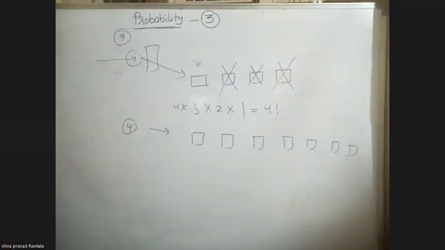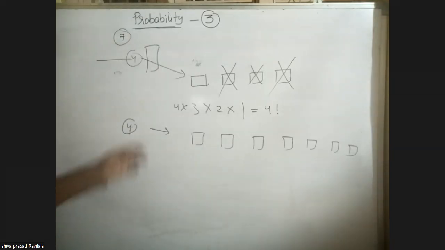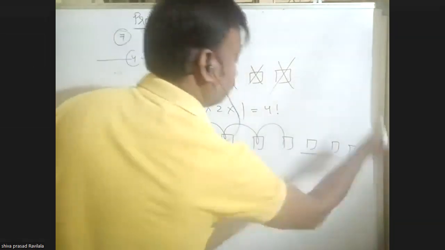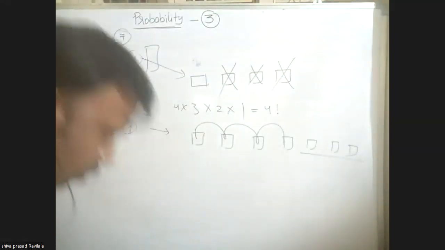In this condition, they used here also 7P4 ways. For example, they used these 4. The rest of 3 will be in the same empty state. Okay?